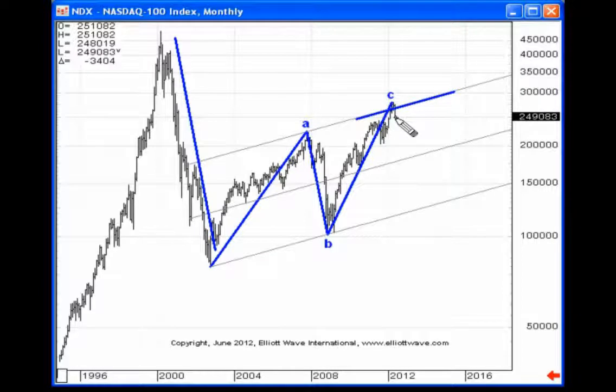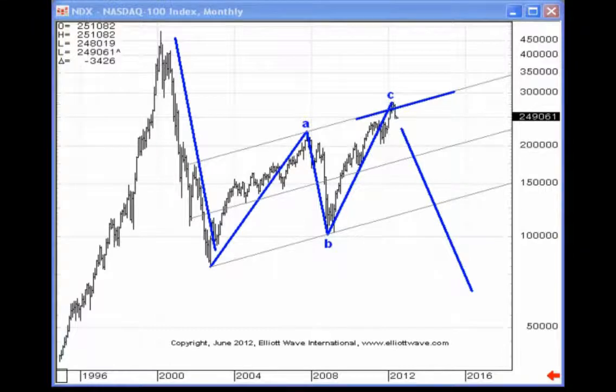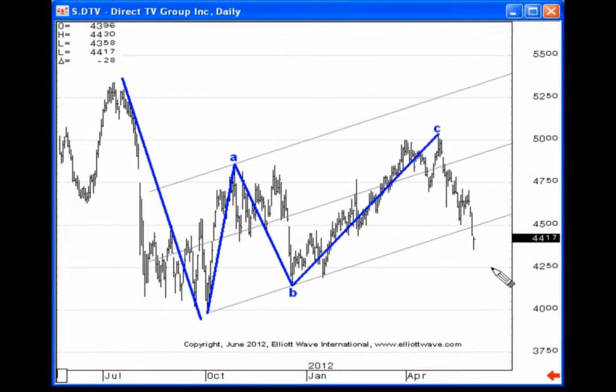3-wave patterns are very significant, regardless of time frame. And this is exactly what I look for whenever I'm looking for opportunities. And as you can see here in the NASDAQ, as well as in DirecTV, we have 3-wave moves across the board. Just something to consider.